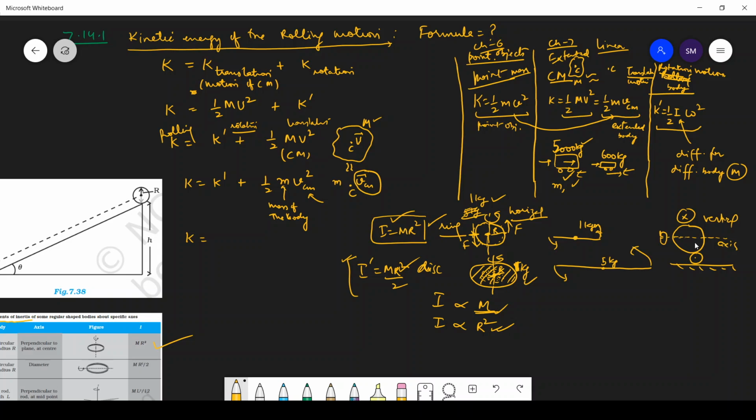Sometimes we have these kind of toys also. There's some rod in the middle and there's a ring, and that is rotating. But here the moment of inertia was mr square, but in this case the moment of inertia will be lesser, that is mr square by 2. So students, understand this concept. Same ring, same mass, but you have changed the axis of rotation.